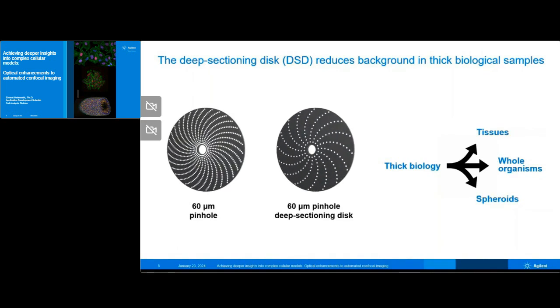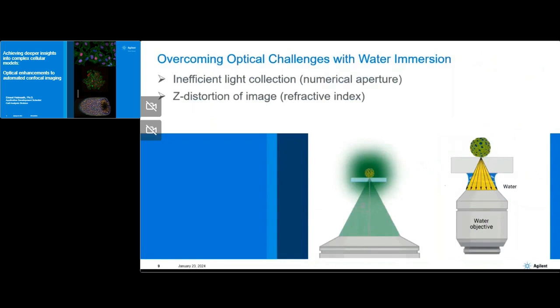What I'd like to do next is just describe some of the optical challenges that water immersion and the deep sectioning disc seek to overcome. Now, these two are essentially inefficient light collection, which is due to the numerical aperture, as well as Z distortion of the image, which is due to the refractive index. And we'll just walk through what those mean and how that affects your imaging.